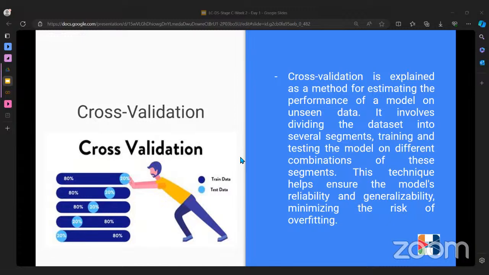So why does it matter? Bias reduction, variance reduction, generalizability, and I think that's basically it.